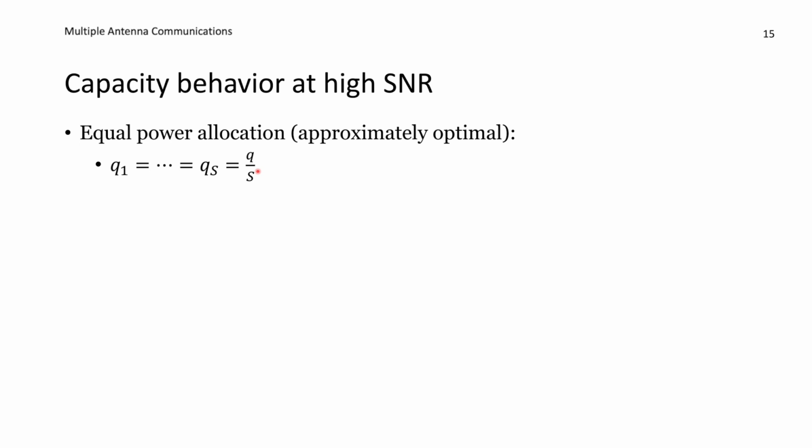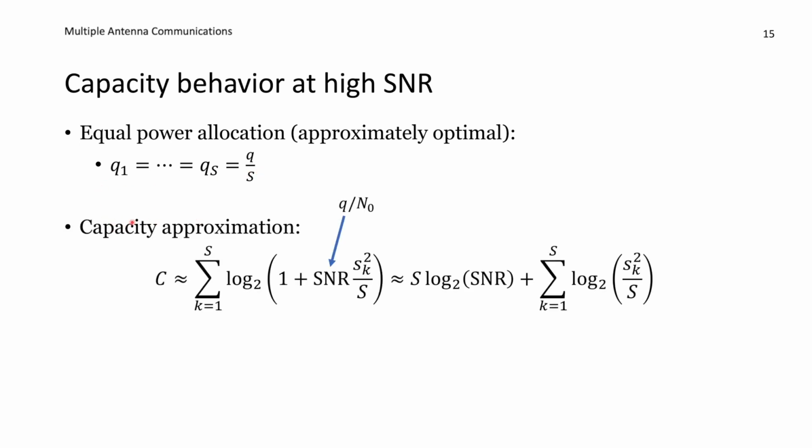In this case, our capacity expression can be approximated such that we have a summation over all the subchannels. We have log 2 of 1 plus a SNR. I'm using now this form Q divided by N0, I will call it SNR. And then we had sk squared, and we will get an S here. So this Q divided by S as the power allocation, that is this Q, and we have this S here. So the approximation here is only that I'm claiming that this equal power allocation is the optimal thing. Then I will do a second approximation here, which is removing this 1 here, because the SNR is very large. This is a dominating term inside the logarithm.